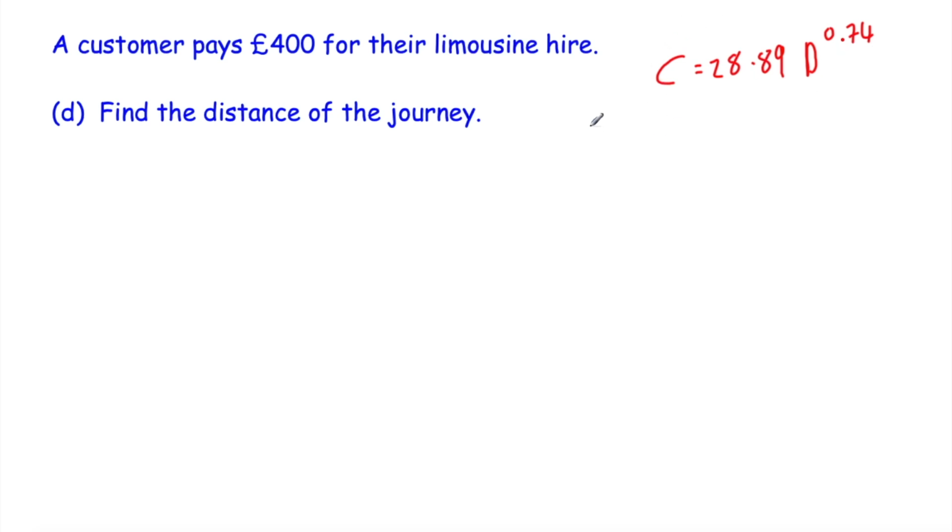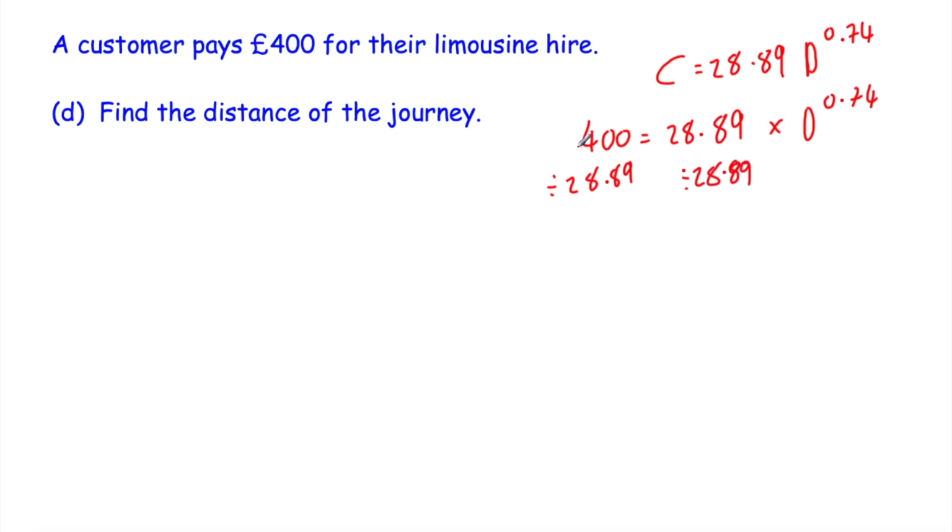We know the cost is £400. So we've got £400 is equal to 28.89 multiplied by d to the power of 0.74. Now we want to figure out what d is here. So what we're going to do is divide both sides by 28.89.